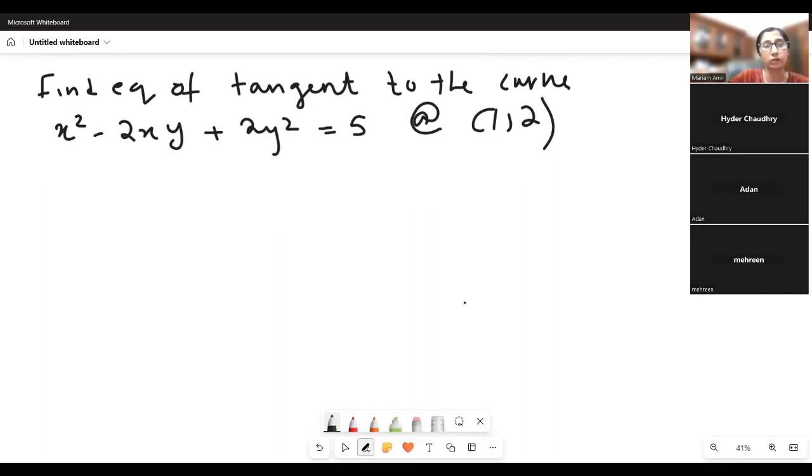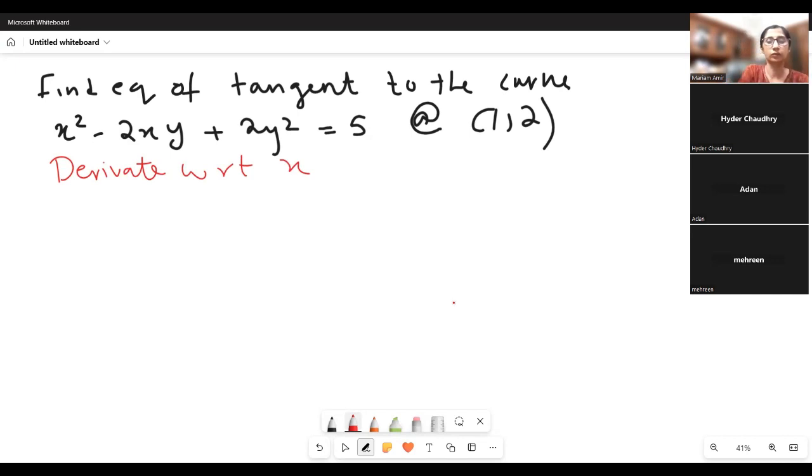Okay. So that is an implicit equation. We cannot make y the subject here, so we cannot directly find dy over dx. We will have to use the longer route, derivate the entire equation with respect to x. So let's start with x square.